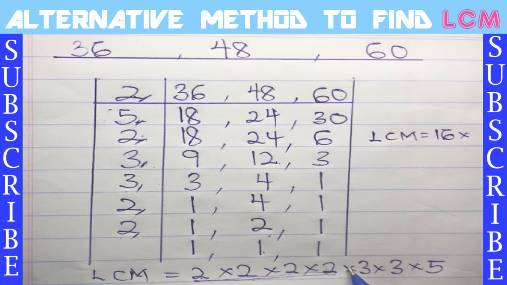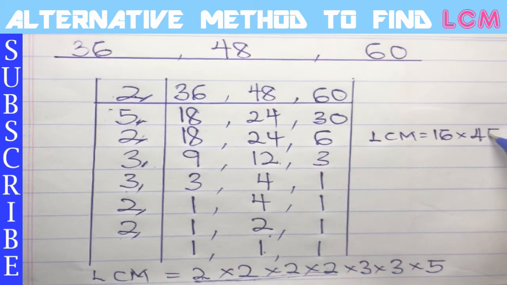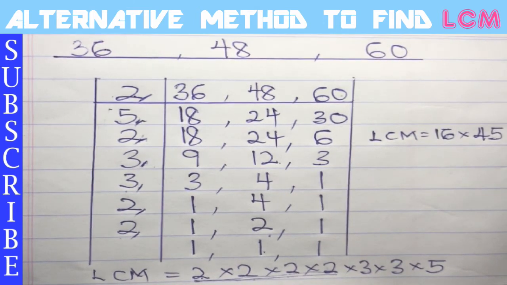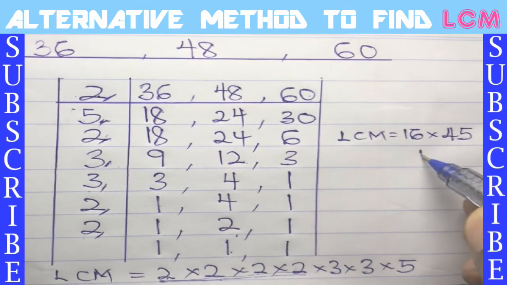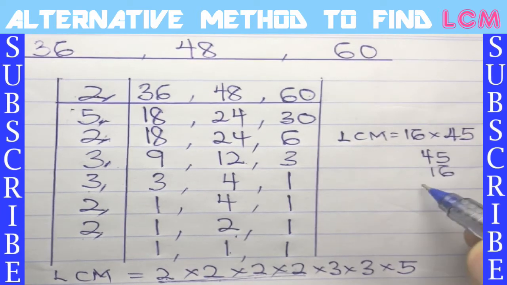And it will be multiplied by, when 3 multiplies 3, we have 9. 9 multiplies 5, we have 45. So we write it here, 45. So 16 multiplied by 45. Let's do it right here. So we have 45 and 16.